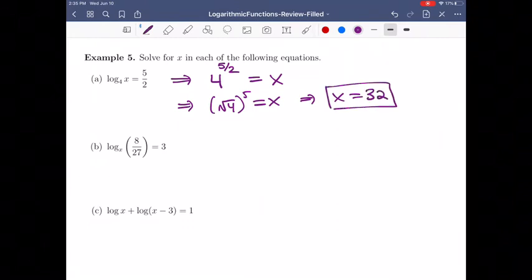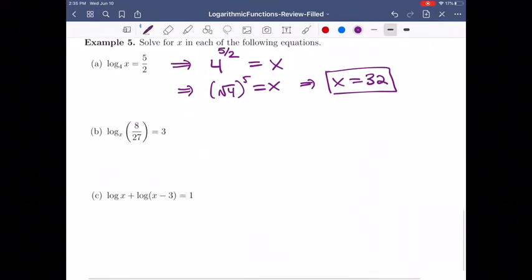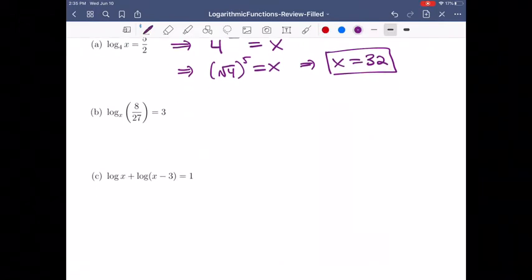So that wasn't so bad. And 32 is a positive number, so it can go back in here. What if x is in the base? Well, let's try again. Let's switch to exponential. This says the base x to the power 3 is equal to 8/27. I know how to solve that too.